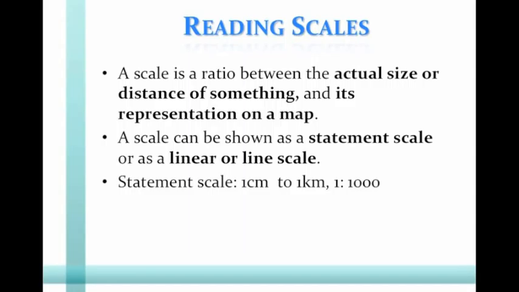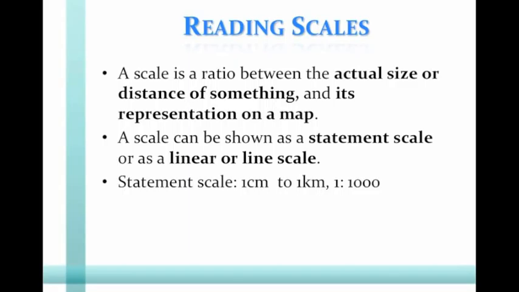For example, a statement scale can read 1 cm to 1 km, which simply means that 1 cm measured on the map is 1 km on actual ground. Or it can read 1:1000. Note that when units are not provided, it simply means 1 cm on a map measures 1000 cm on actual ground.